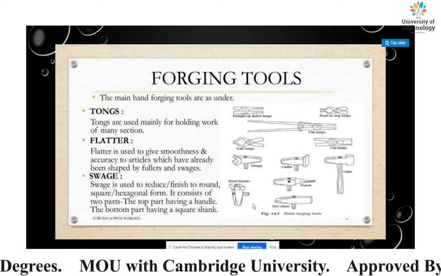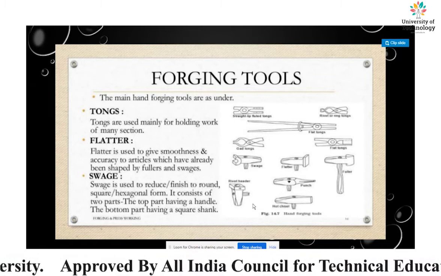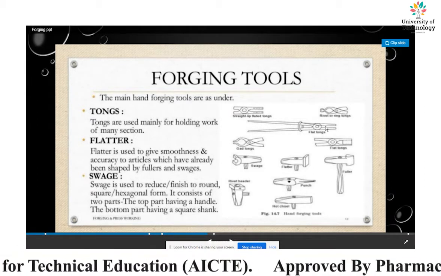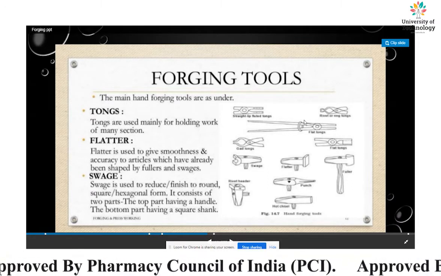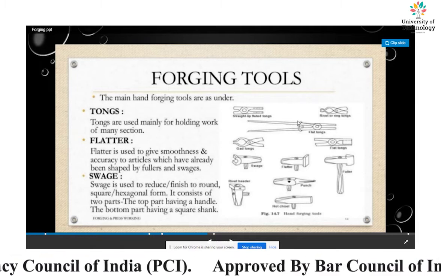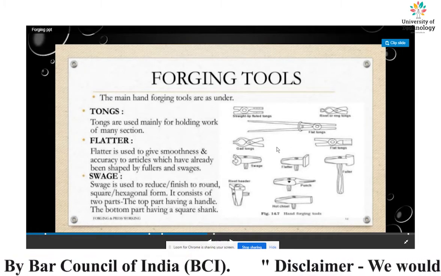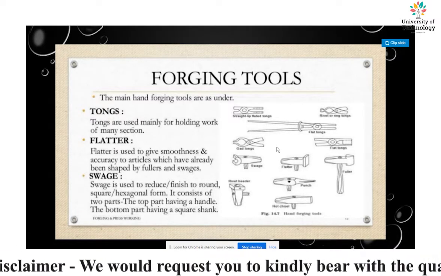And the first one, the tongs. Here we can see tongs like this: flat tongs, straight and flat tongs, and the derivative ring tongs, and various types of tongs, gad tongs and flat tongs. The basic function of the tongs is that they are used mainly for holding work of many sections.